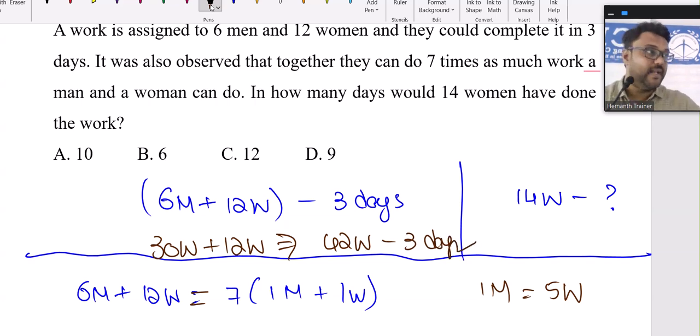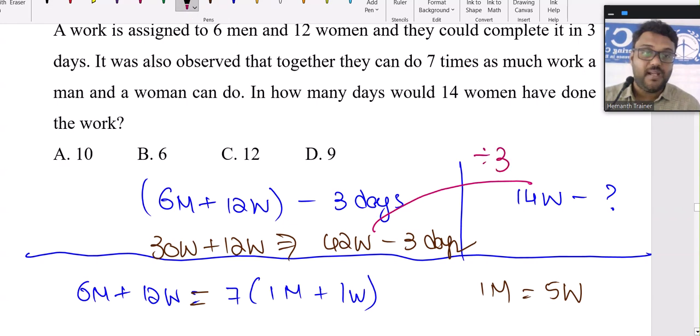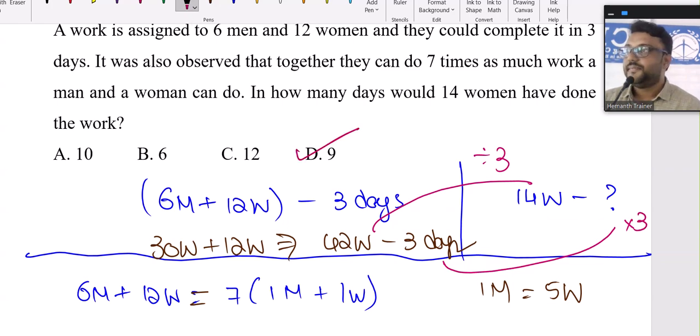Now 14 women, less women, time taken should be more, and as the number of people is divided by 3, time should be multiplied by 3, so 9 days. No formula, nothing. Any topic can be done in a simple manner like this. So 9 days is the answer.